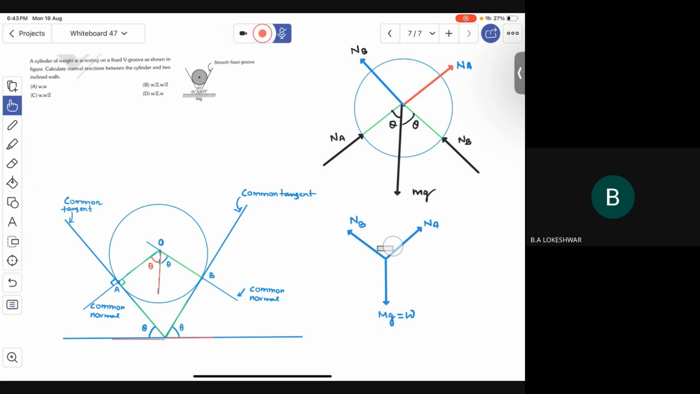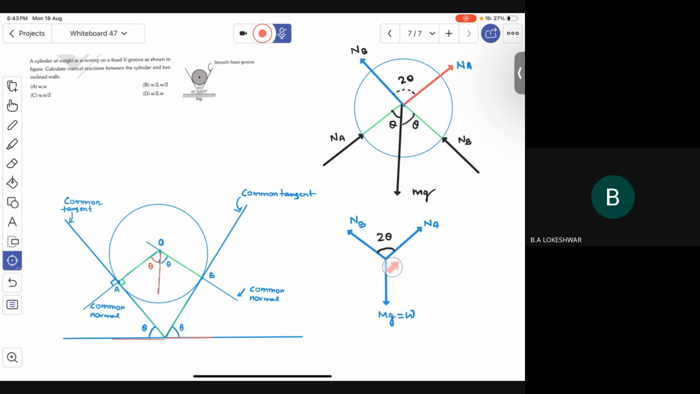This angle is 2 theta, correct? So how did we get 2 theta? This line is the same, this line is the same, no? This is theta, so that is 2 theta, correct?